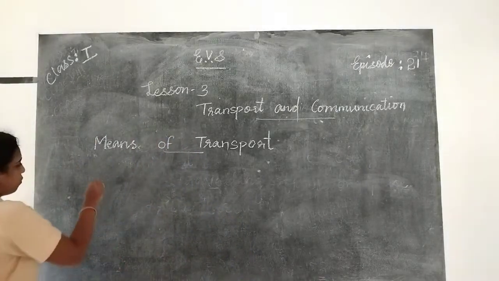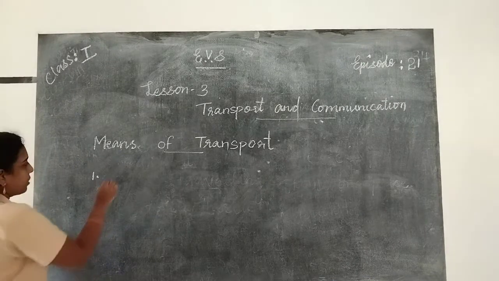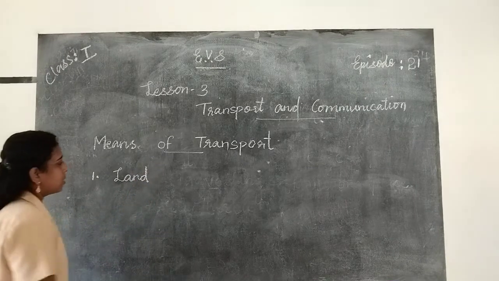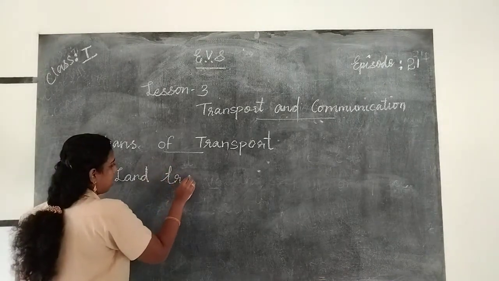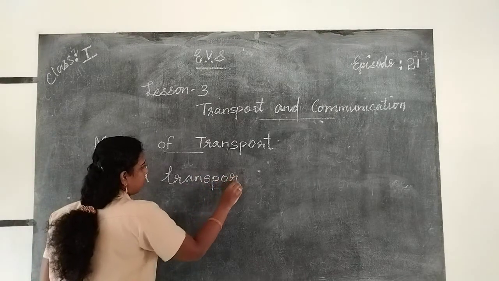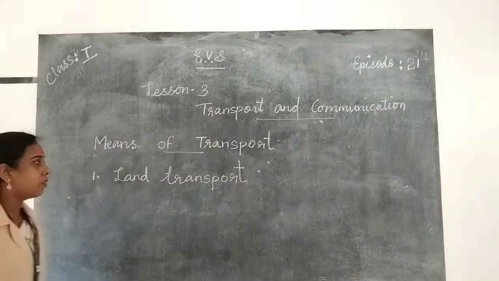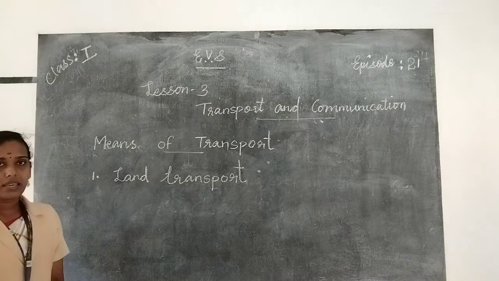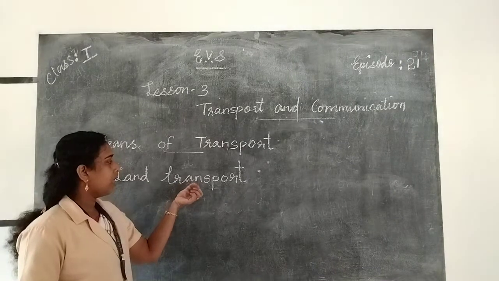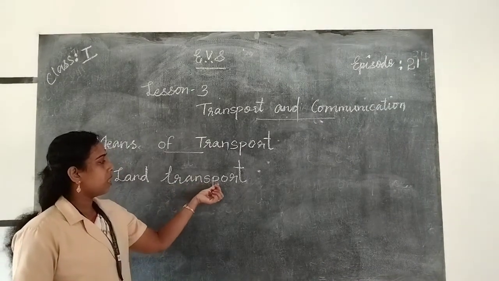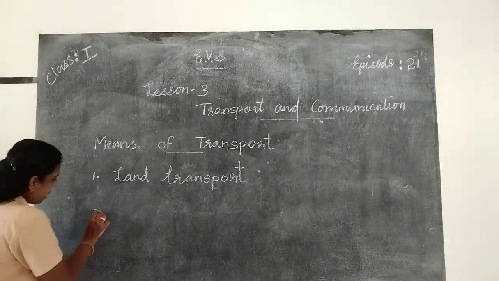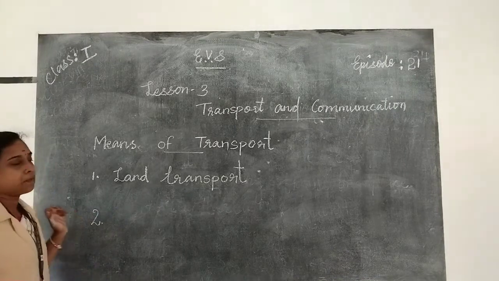So let's do spelling. First one, land transport. L-A-N-D, land transport. T-R-A-N-S-P-O-R-T, transport. L-A-N-D, land transport. T-R-A-N-S-P-O-R-T, land transport. And the second one, water transport.